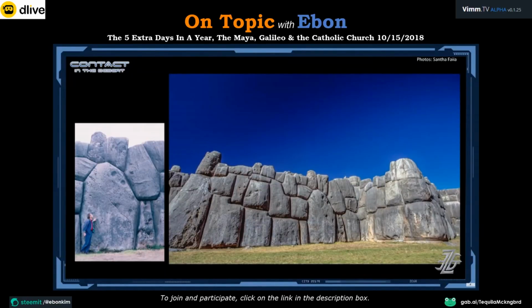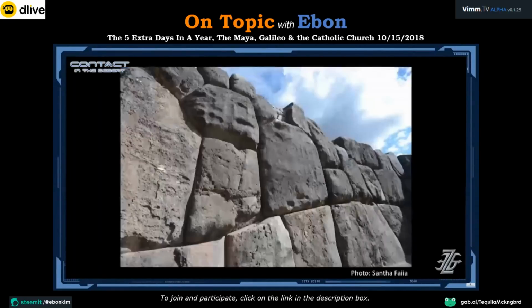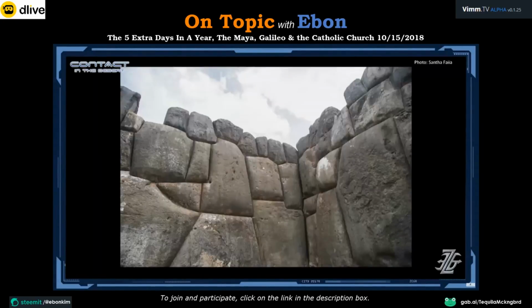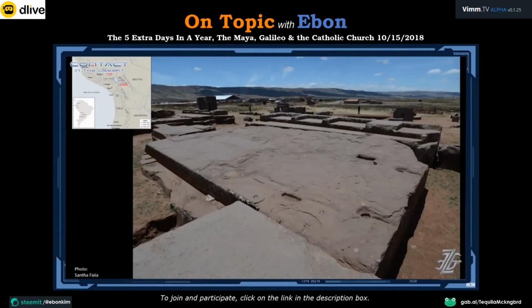I mean, that is that monster block there. I'm standing beside it for scale. 300 odd tons, fitted together like a three-dimensional jigsaw puzzle. Everything's so close fitting you can't get anything between the joints. It's almost like they made this stuff soft and molded it together like Play-Doh. And then made this gigantic site. Then we go to Tiwanaku.